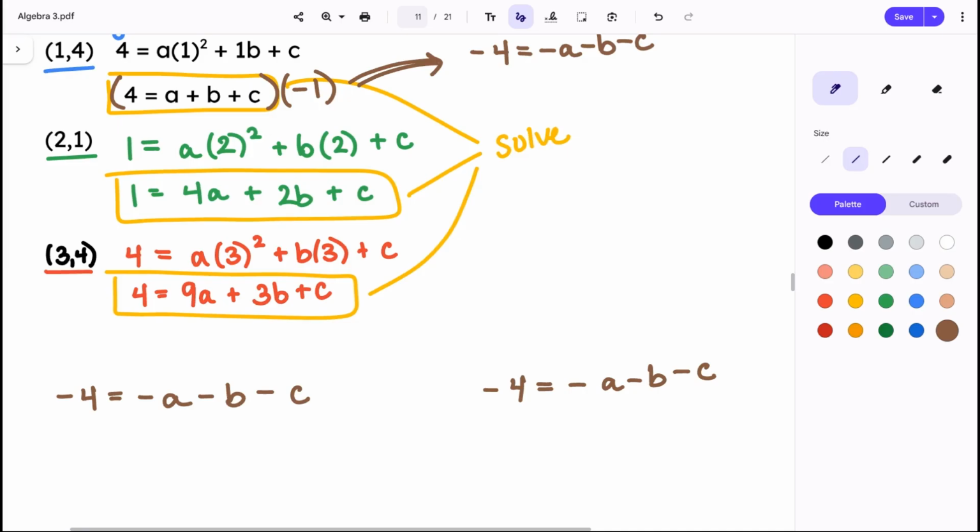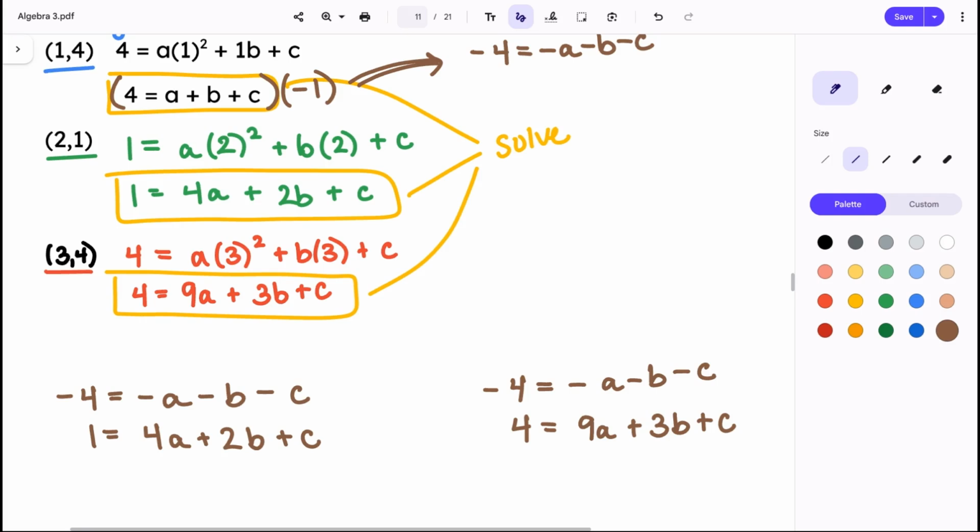And then I'm going to take those other two equations that I boxed up in yellow, and I'm going to bring them down and put them underneath. So I'm going to put the 1 equals 4a plus 2b plus c underneath that first one. And then I'm going to bring down my 4 equals 9a plus 3b plus c underneath this one. Everyone following me so far?